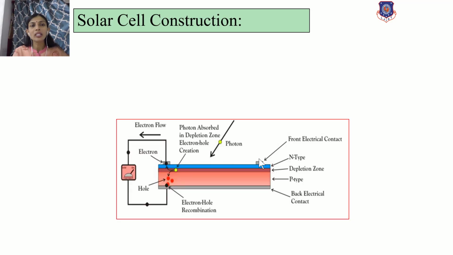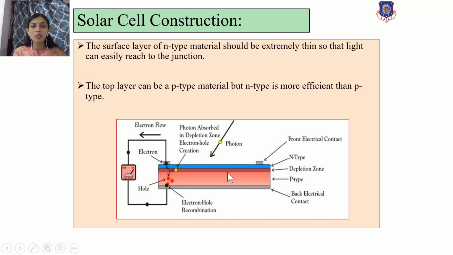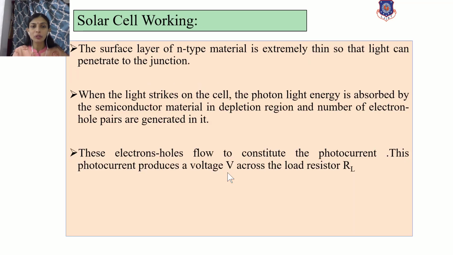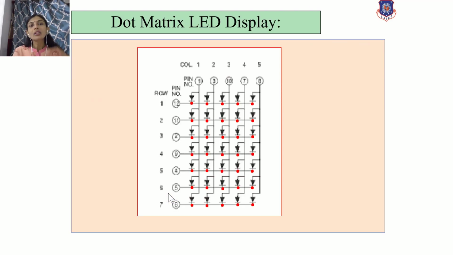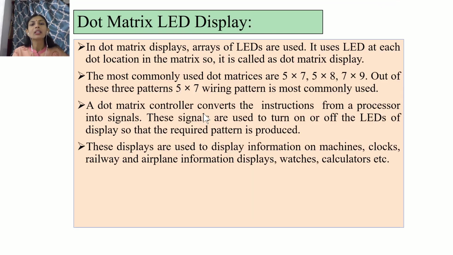Then I have explained in detail the construction and working of the solar cell, which is based on the photovoltaic effect, in which light energy is converted into current or electrical energy. And lastly, we have studied the dot matrix LED display, which has a particular pattern of turning LEDs on and off to produce a particular display pattern as per the requirement. So in many real-time applications, we are using the dot matrix display.